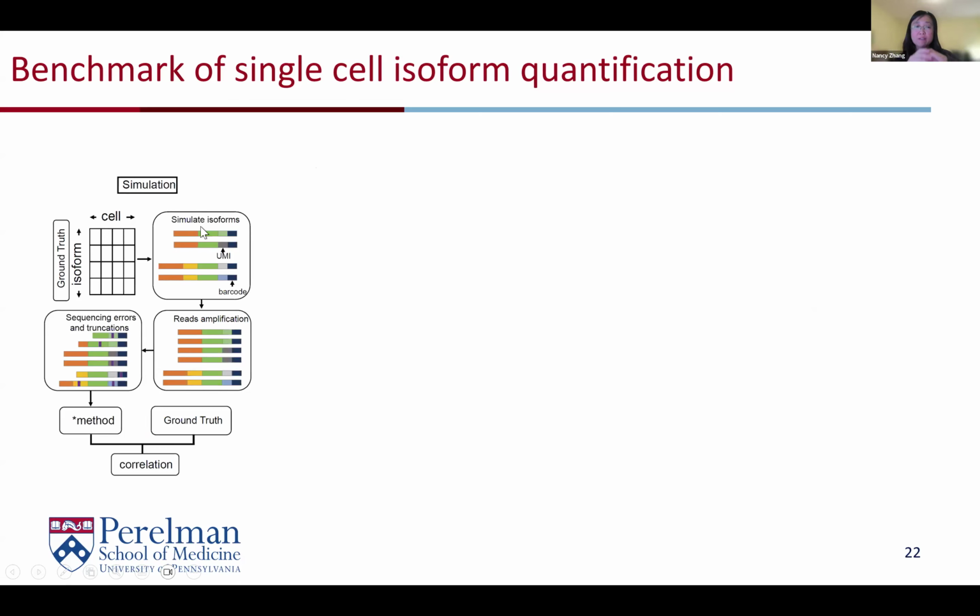We simulated data to have similar sequencing errors, truncation error, and mapping error of real data sets. It has these steps that try to mimic a real experiment. We know the ground truth, of course, because it's simulated. And then we compare whatever method it is to the ground truth.